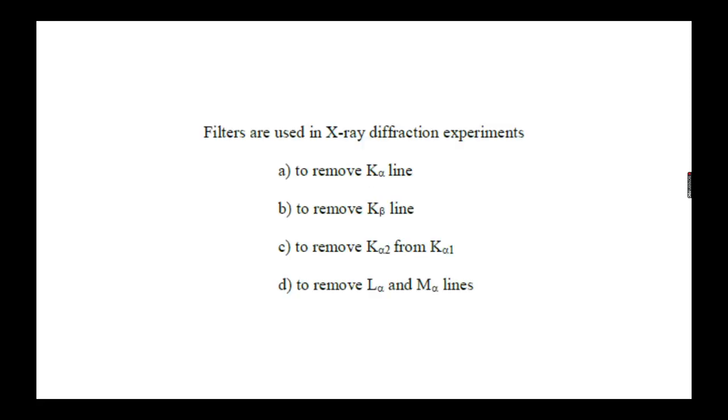So filters are used in X-ray diffraction experiments. For what reason? What is the purpose? To remove K alpha line, to remove K beta line, to remove K alpha 2 from K alpha 1, or to remove L alpha and M alpha lines. What will be the answer?